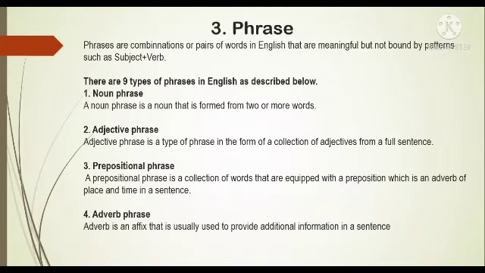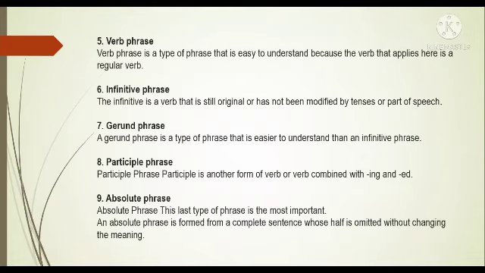Adjective phrase is a type of phrase in the form of a collection of adjectives from a full sentence. A prepositional phrase is a collection of words equipped with a preposition, which is an adverb of place and time in a sentence. An adverb phrase is usually used to provide additional information in a sentence. Next, please.